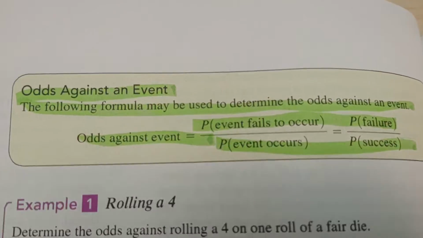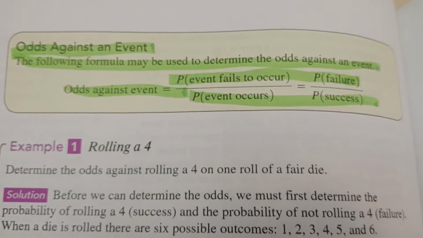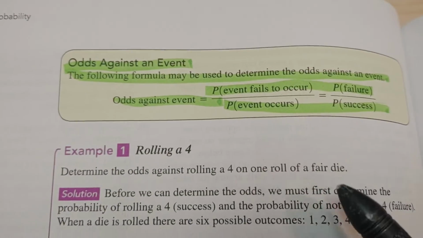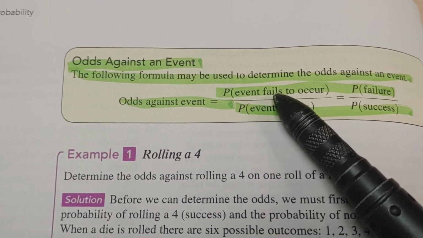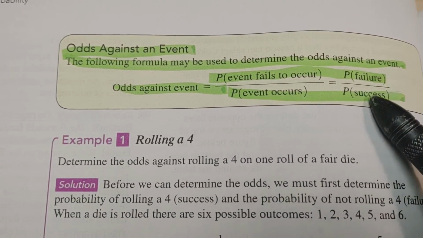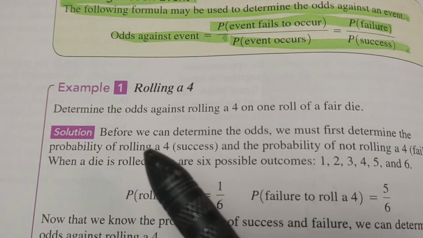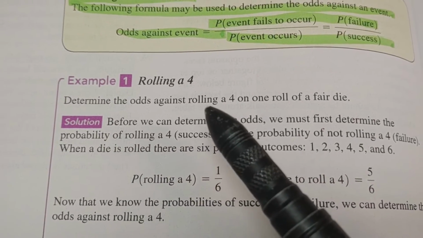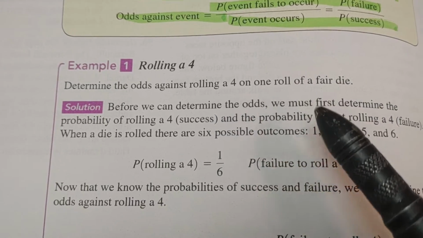To put this in a formula, you have odds against an event, which is right here, and it's equal to the probability of the event failing to occur over the probability of the event occurring. So failure over success, probability of failure over success. So look at example 1. It says determine the odds against rolling a 4 on one roll of a fair die.